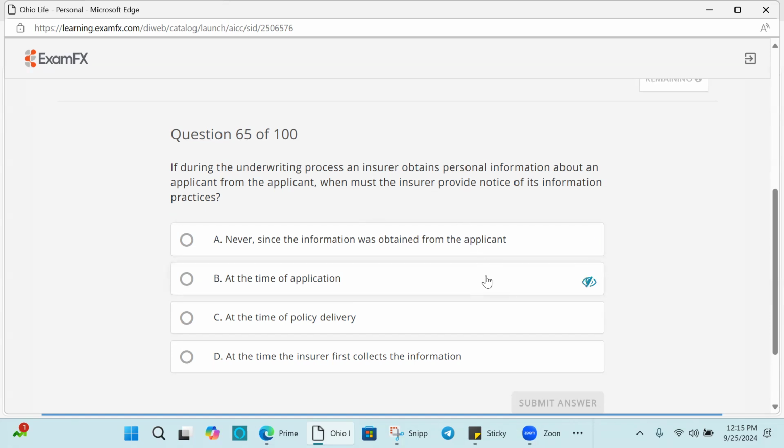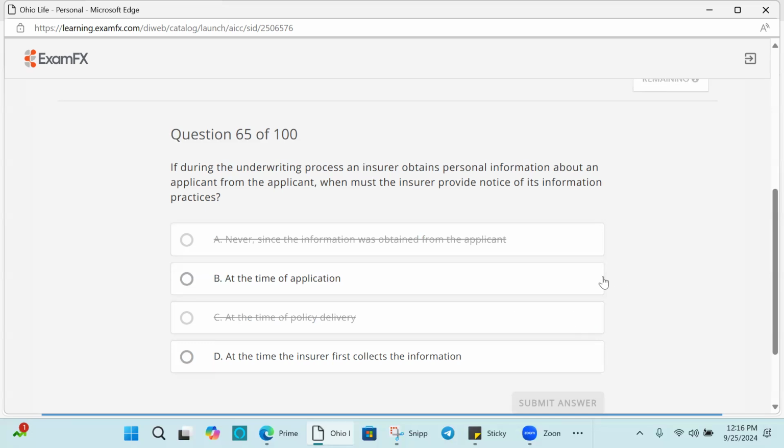So you can collect information about a person either from themselves, the applicant, or from an investigated consumer report. A is not right because it says never, right? Never. At the time of policy delivery is too late.